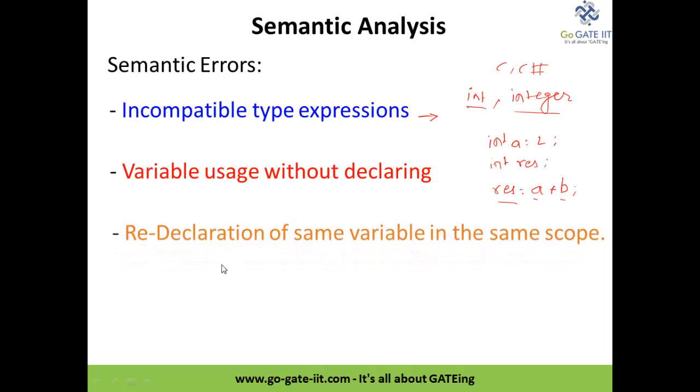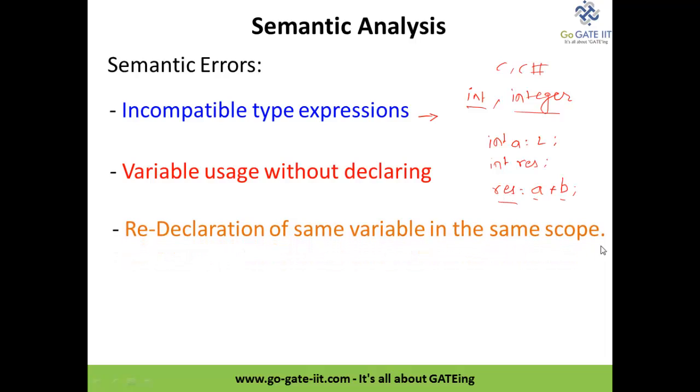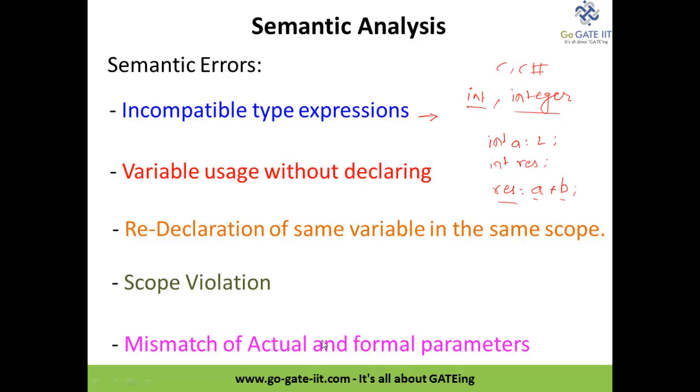Likewise, we have redeclaration of the same variable in the same scope. As the statement states, we cannot declare the same variable again in the same scope. Then scope violation: certain variables defined inside a function have limited scope, and we cannot make use of those variables outside the function. Then there is mismatch of actual and formal parameters. These are some of the semantic errors generated through semantic analysis.